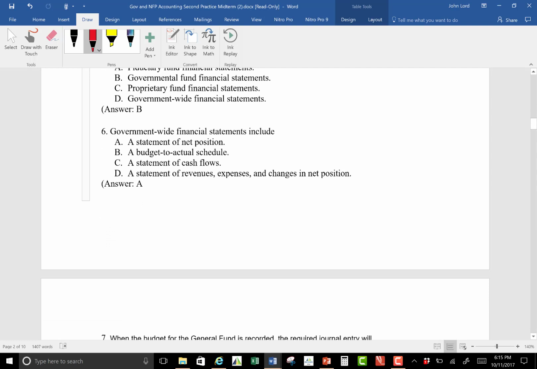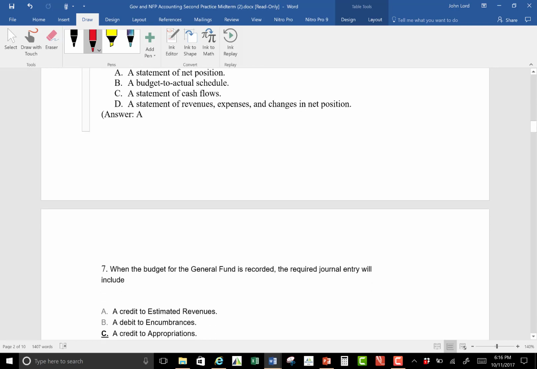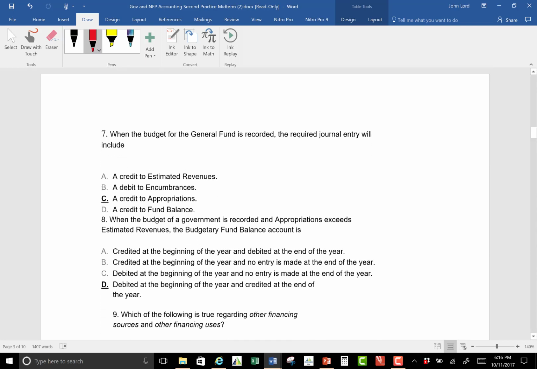Okay, number 6, government-wide financial statements include a statement of net position. There are 2 government-wide statements, a statement of net position and a statement of activities, right? Statement of net position is the balance sheet. Statement of activities is the income statement, what we call a statement of activities. Number 7, when the budget for the general fund is recorded, the required journal entry will include, and when we set up that budgetary account at the beginning of the year for the general fund, we would debit what? Good. Estimated revenue gets debited.